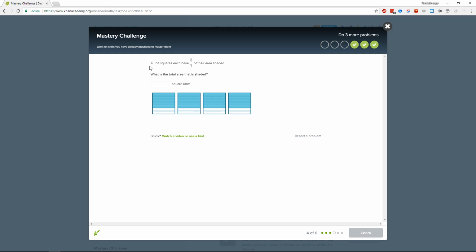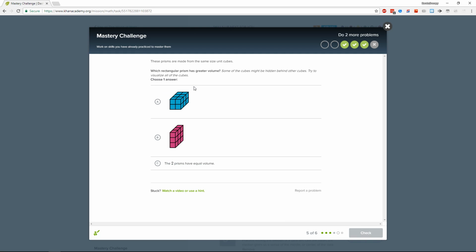All right, let's see. 4 unit squares each have... What's the total area? 27ths. How many unit squares are there shaded? So that's 5 times 4, right? So 20. Does it want 20 over 7? That's kind of weird because it says 4 square units. Oh, I guess. Yeah, whatever. Never mind.